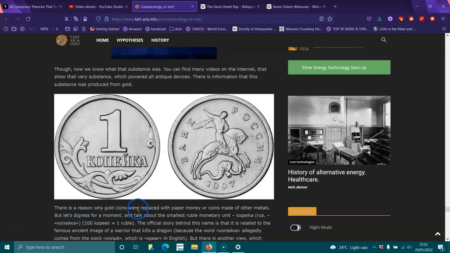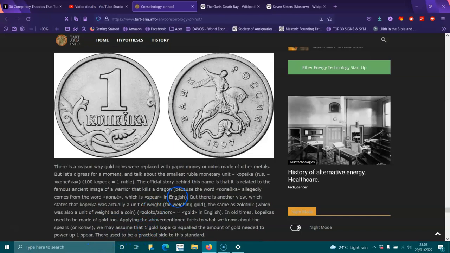There is a reason why gold coins were replaced with paper money or coins made of other metals. But let's digress for a moment and talk about the smallest monetary unit, the kopeck, the ruble. The official story behind this name is that it is related to the famous ancient image of the warrior that kills the dragon, because the word allegedly comes from the word for spear in English. But there is another view which states that the ruble was actually a unit of weight for weighing gold, the same as the zolotnik, which was also a unit of weight and a coin.